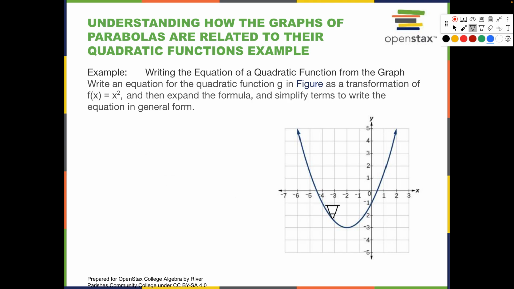We're given a graph, and now this is where we're asked to write the equation of the quadratic function. And they want us to think about what transformations it would go through starting at f of x equals x squared. Remember, that would be a parabola that goes through 0, 0. So this is x squared, something like that. And what we can see is the vertex has been moved down 1, 2, 3, and then moved to the left 2.